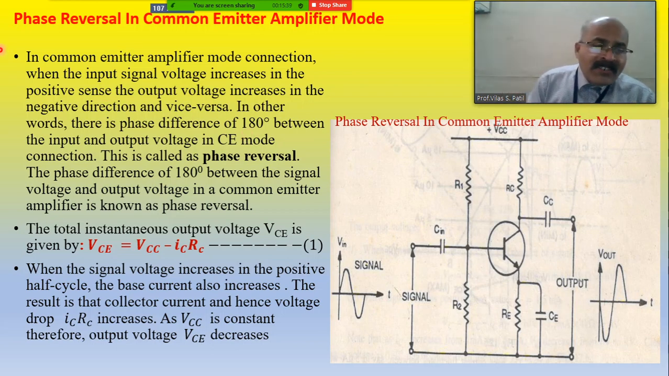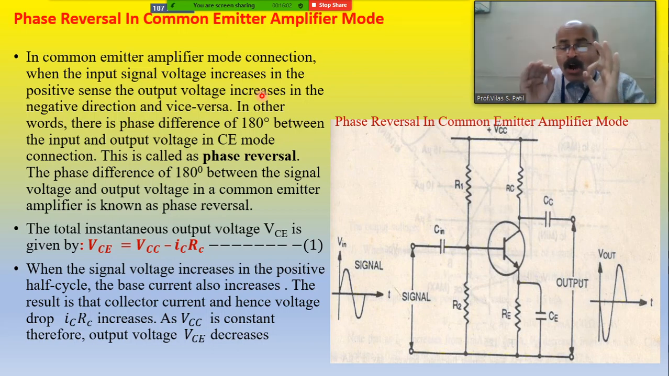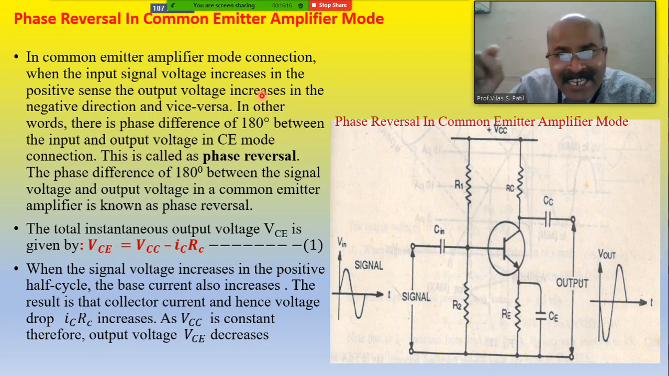In common emitter mode, just read it. In the common emitter amplifier connection, when the input signal voltage increases in the positive sense, that is in the positive half cycle, the output voltage increases in the negative direction, or vice versa. If the input increases in the positive sense, then the output increases in the negative sense, but there is a change in amplitude.